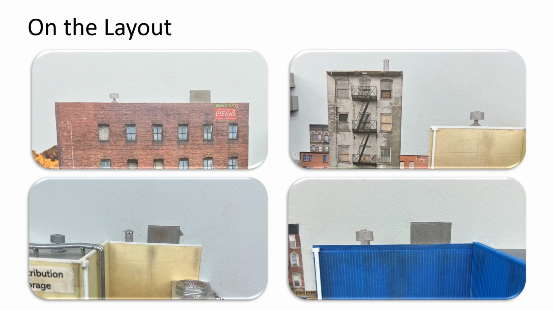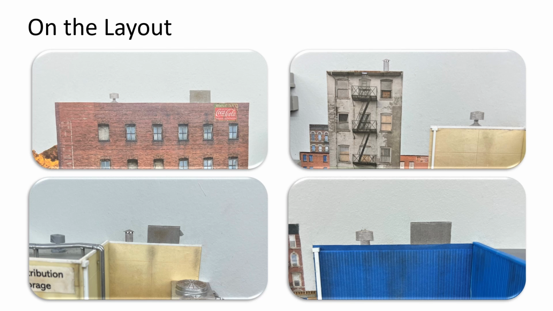So top left, the brick warehouse. You can see there's an AC unit and a vent. Top right, the apartment building, and that's the P&W regional headquarter building. So there's a chimney on the apartment, a vent on the HQ.